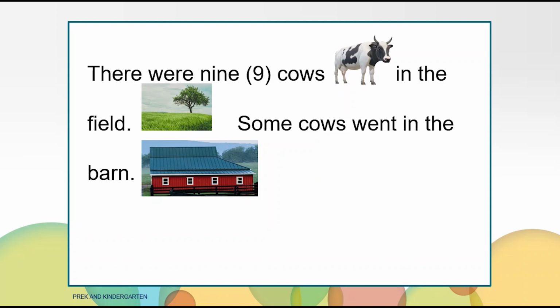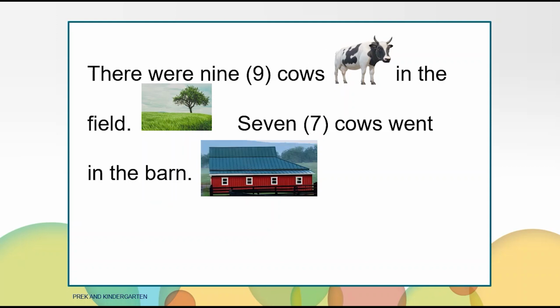Continue to picture the story in your mind. There were 9 cows in the field. Some cows went in the barn. What new information did we find out? There were 9 cows in the field. Continue to picture the story in your mind. There were 9 cows in the field. 7 cows went back in the barn. What new information did we find out? 7 cows went in the barn.